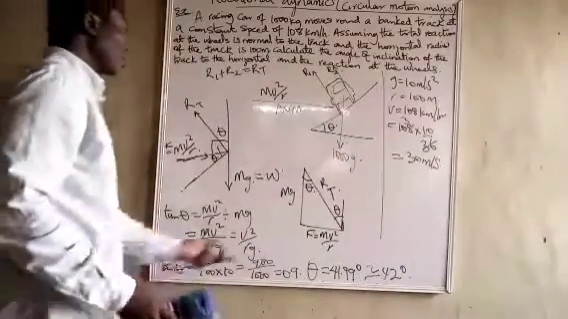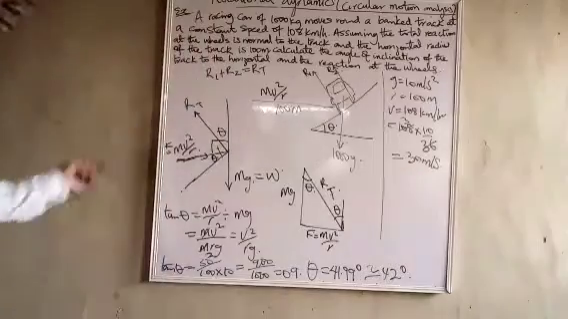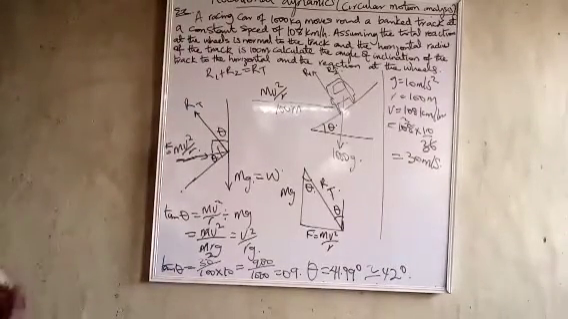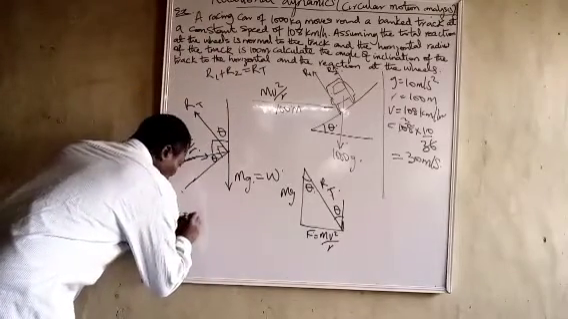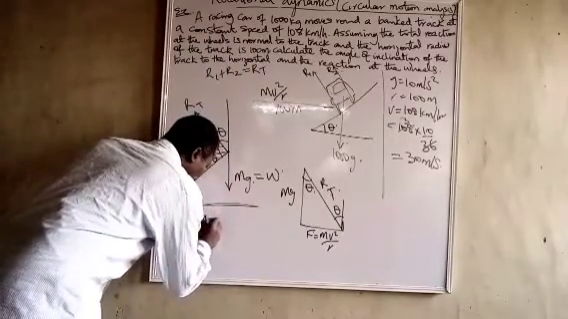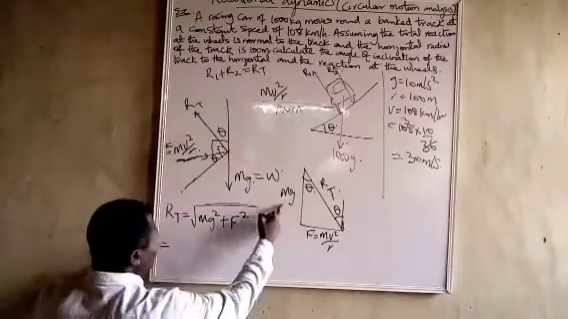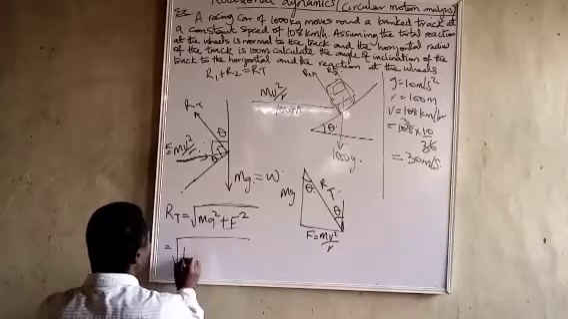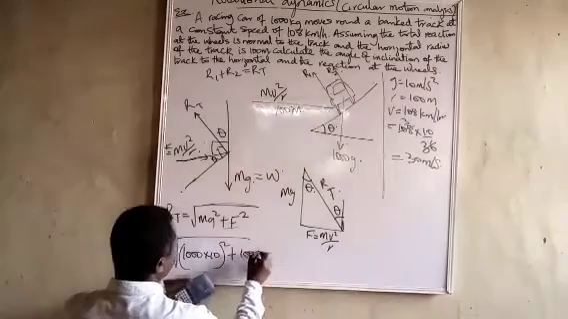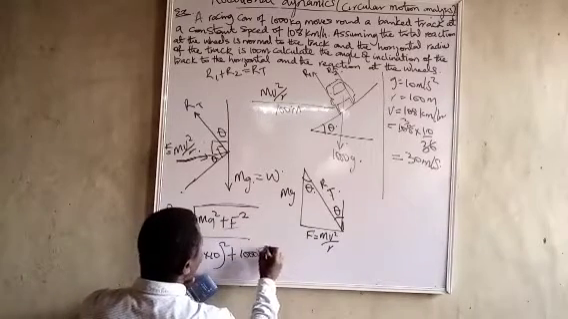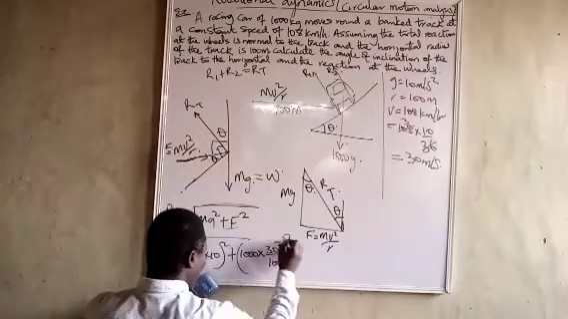Now, since I know what mv squared over r is, I can get what mg is. I can easily use that to find it if I don't want to use the angle. So let's see. RT, the reaction at the wheels, will be equal to the square root of mg squared plus f squared, and that is the square root of 1000 times 10 all squared, plus 1000 times 30 squared over 100 all squared.